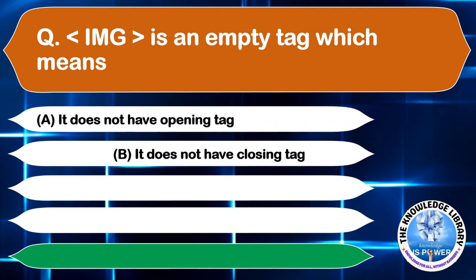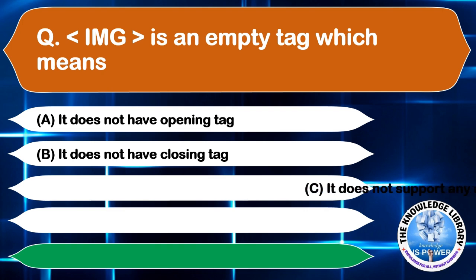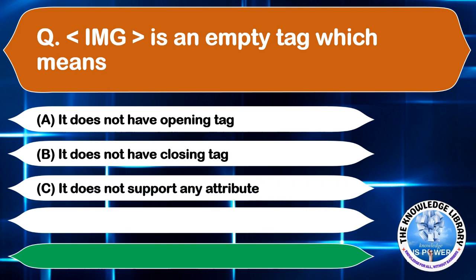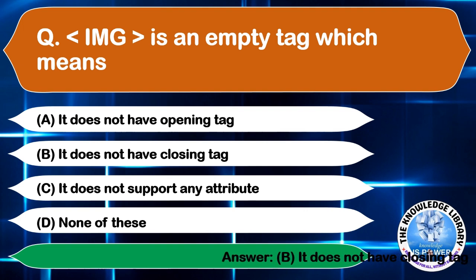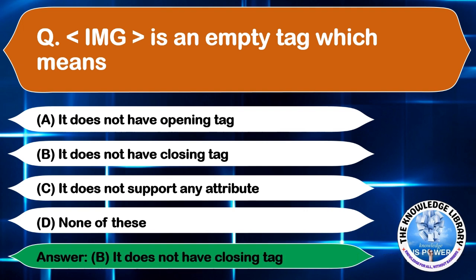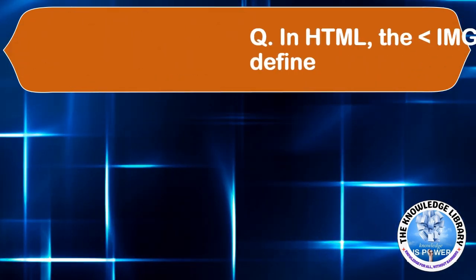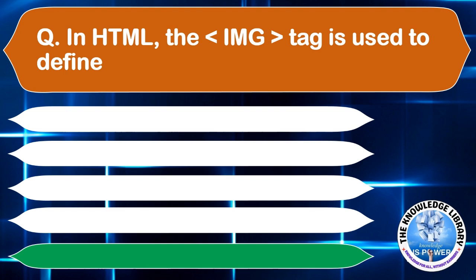The next question is, image tag is an empty tag, which means option A, it does not have an opening tag. Option B, it does not have a closing tag. Option C, it does not support any attribute. Option D, none of these. The correct answer is option B, it does not have a closing tag.